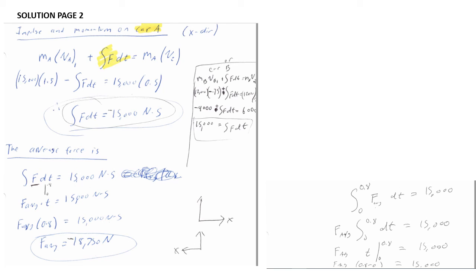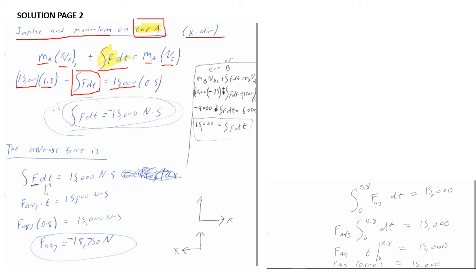As we move forward, what we want to do is use the principle of linear impulse and momentum for one car. Let's do it for car A, and we're only going to look at our x direction. So we have mA vA1 plus the integral of F dt, which is what we're looking for here, equal to mA V2. We can start plugging in our knowns. We know that mA is given to us as 15,000 kilograms. Our vA1 was 1.5 meters per second. The integral of F dt is what we're searching for here.